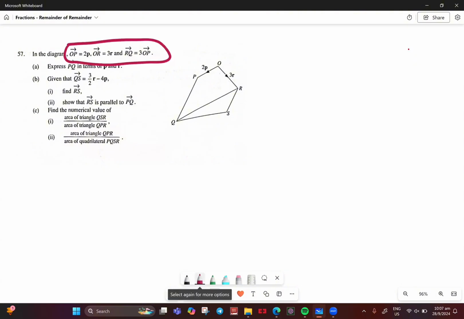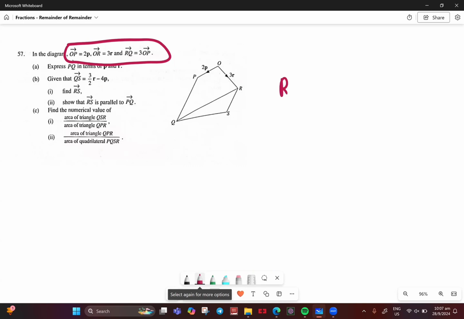They say OP is 2P. Can you all see OP is 2P? Was it already given in the diagram? Yes. And then the next thing they say is OR is 3R. Was that already given in the diagram? Yes. And then we also have RQ. Where's RQ? Can you see that line over there? It's 3 of OP. What is the meaning of 3 of OP?